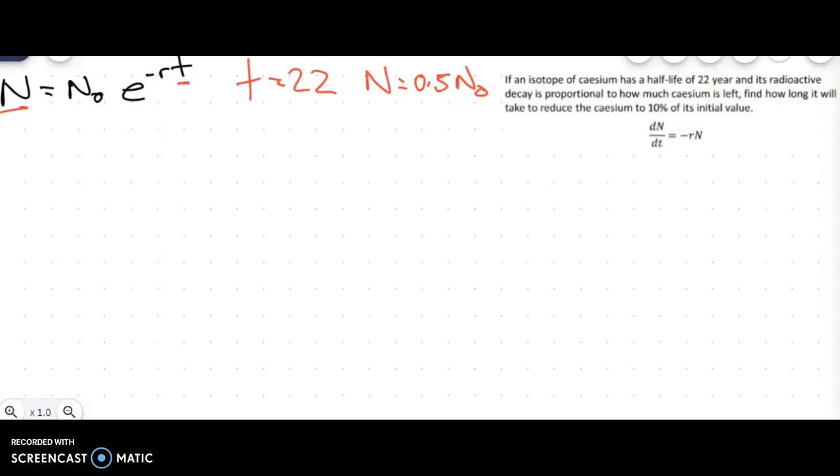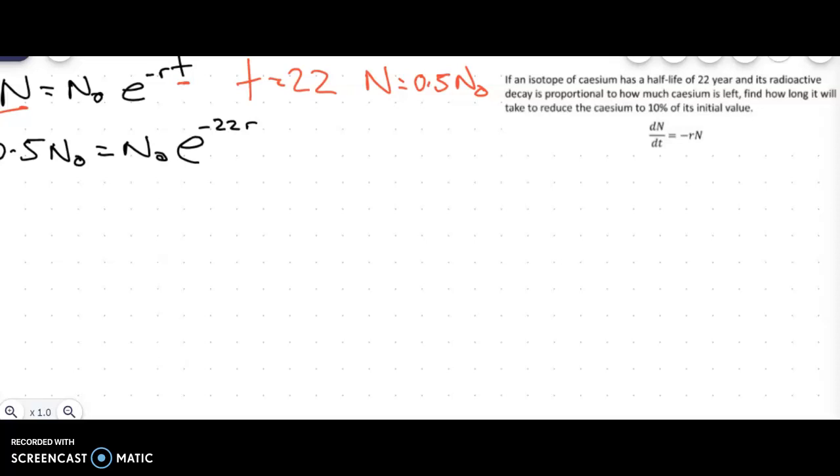So now N is 0.5 of N0, of the initial amount. And is the initial amount there? We don't know that. And now we know t equals 22. So 22 times minus r is minus 22r, right? So we've got that, okay?